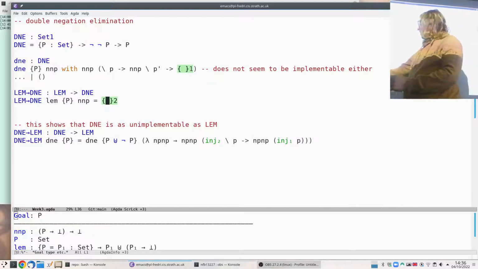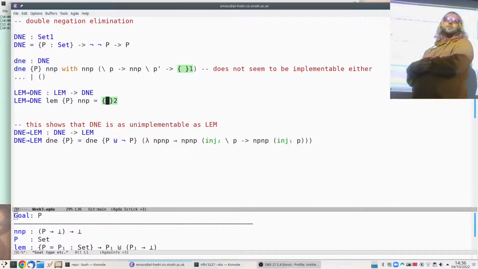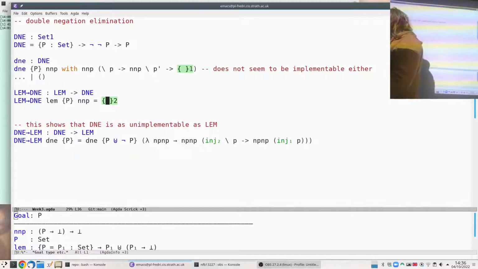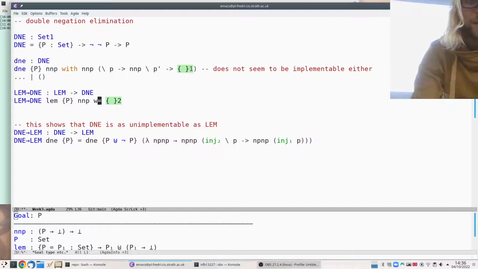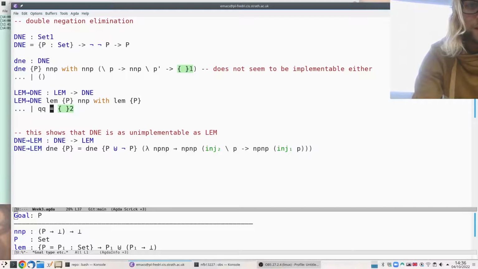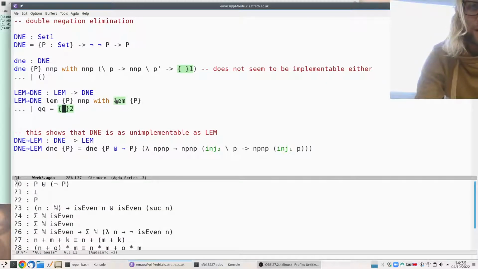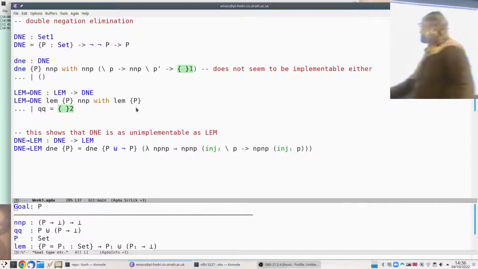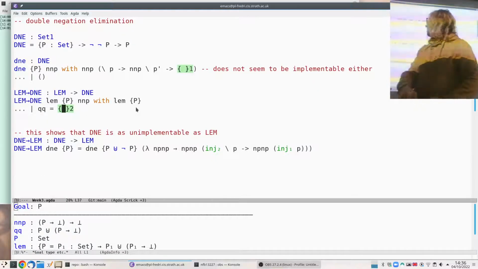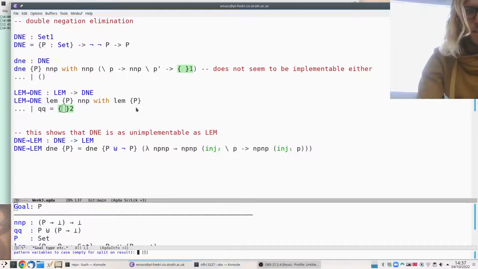We have to make use of our LEM assumption, right? Otherwise we won't have anything to do. Let me just apply LEM to P. We could just ask whether P or not P is true. If we're lucky, P is true. So I say, okay, what is LEM of P? And it is this, by the QQ. And now I can pattern match on QQ, which is why I named it that.